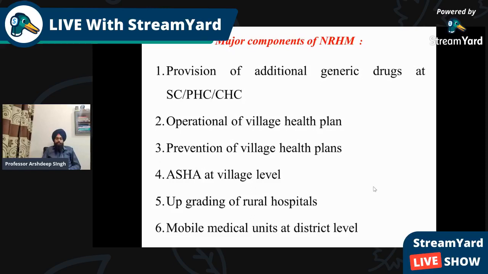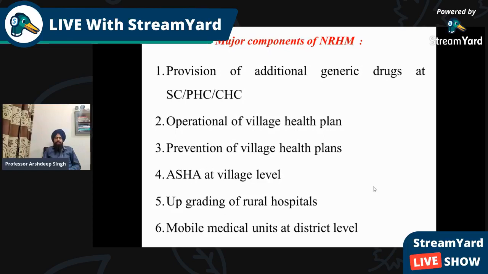Next is operationalization of the village health plan. For each village, the health personnel responsible for the health status of that area should have a village health plan that should be implemented by the village health guides or any other personnel responsible for the health status of a specific area. Next, implementation of the village health plans.